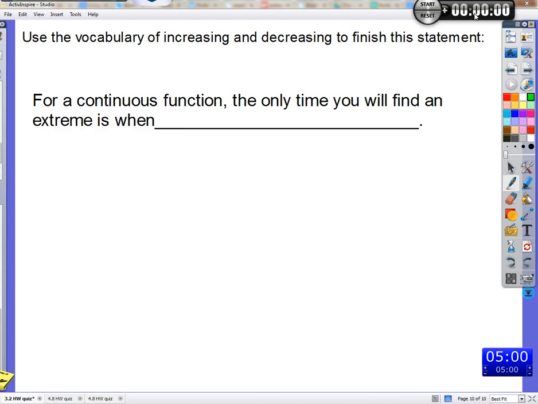Okay, so now we're going to write down when the function switches. It has to switch from increasing to decreasing, or vice versa.